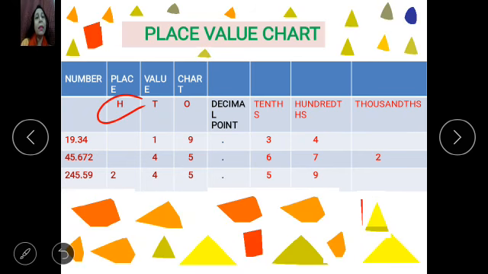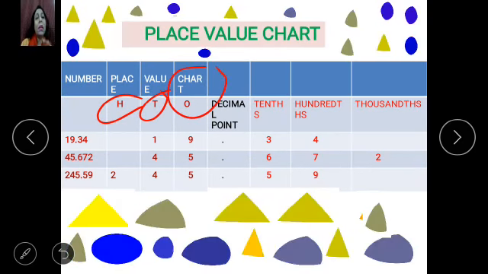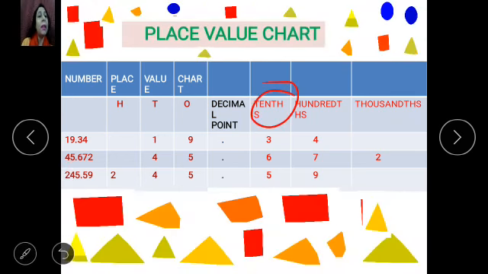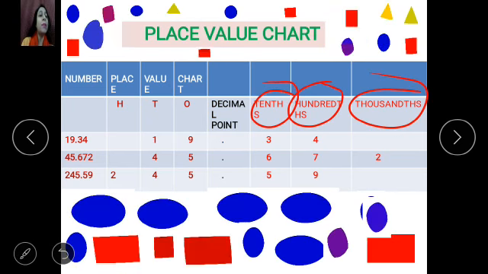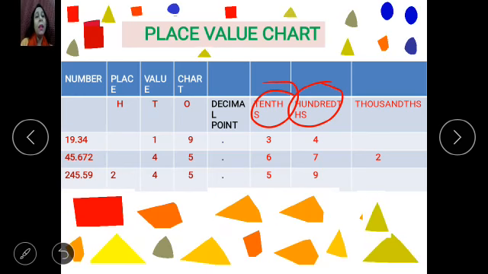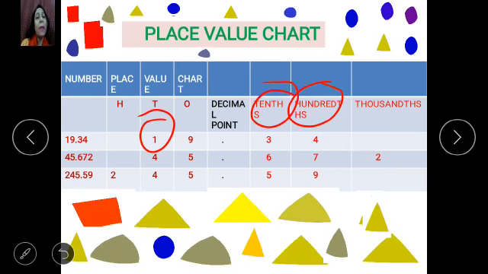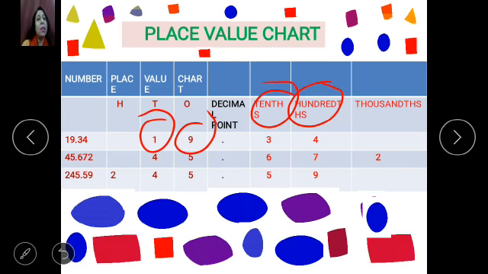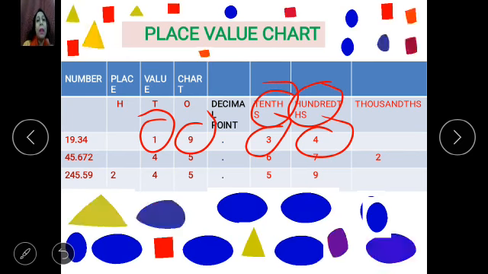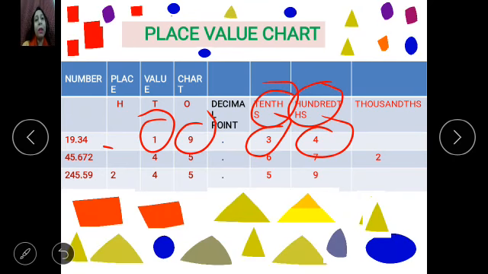So this is the place value chart. Here hundreds place is there, tens place is there, and ones place is there. This is for the whole number. After the decimal point, tenths place is there, hundredths place is there, and thousandths place is there. Is that clear? The second number is 19.34. Here you see in the tens place 1 I have written, and in the ones place 9 is written. After the decimal point, 3 is written in the tenths place and 4 is written in the hundredths place. Like that you have to fill this place value chart.